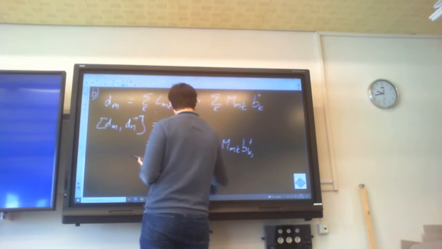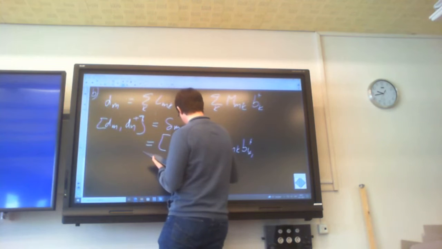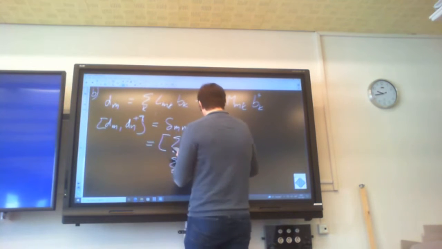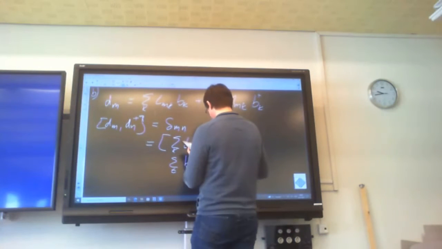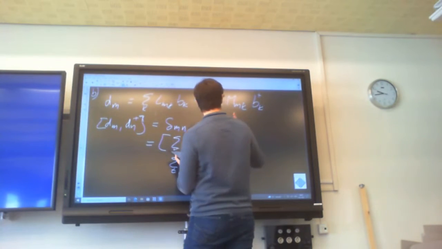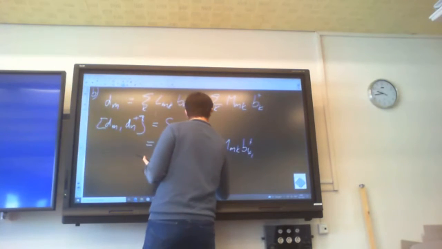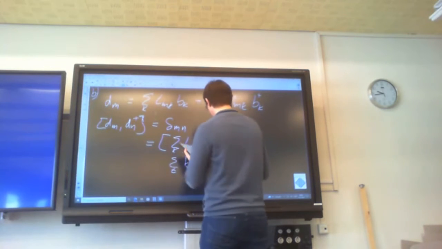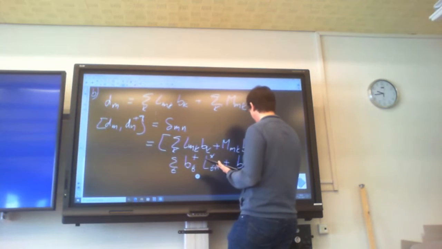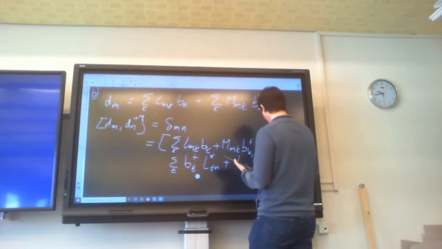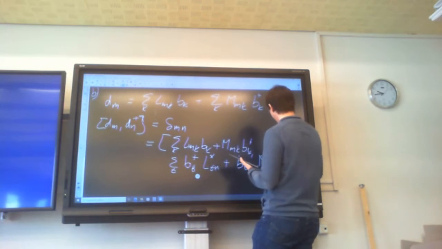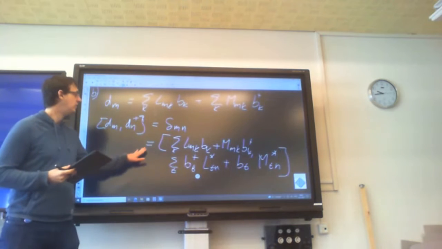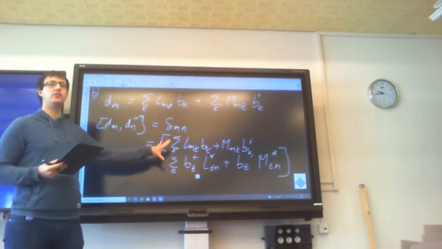b_t dagger, and here we have L_{mt} b_t plus M_{mt} b_t dagger, also complex conjugate. So this is what we need to work out.